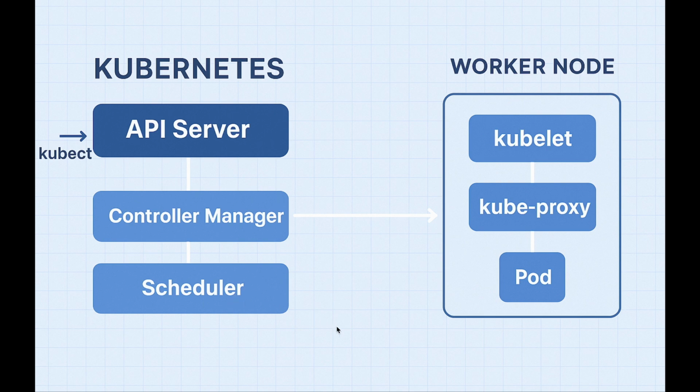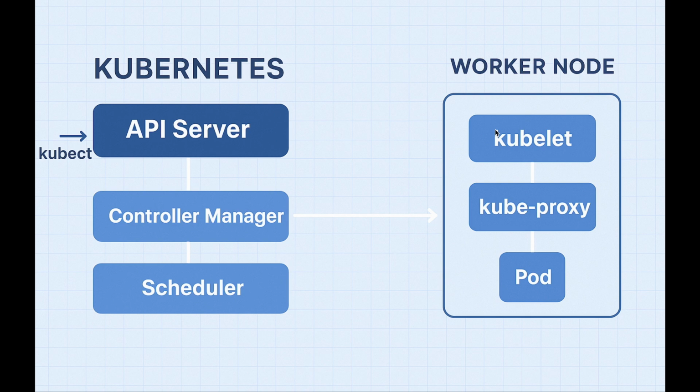Now let's talk about the node components. On the worker side, this is where your actual applications live. Talking about the kubelet, it is the node agent that ensures containers are running as expected. Basically kubelet is an agent responsible for ensuring that the containers that are created are running as expected. It talks to the API server and the container runtime.